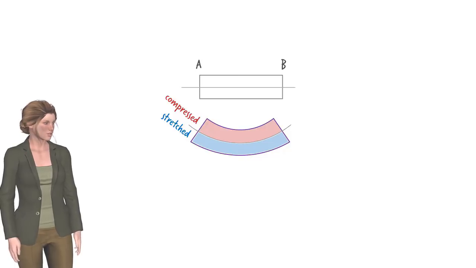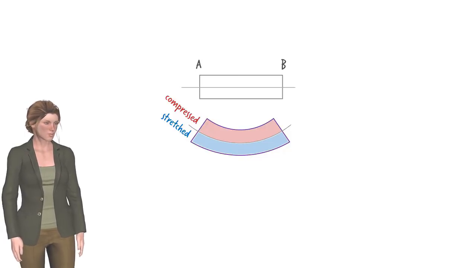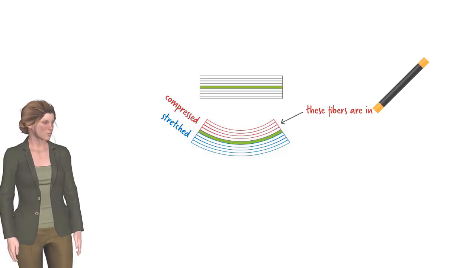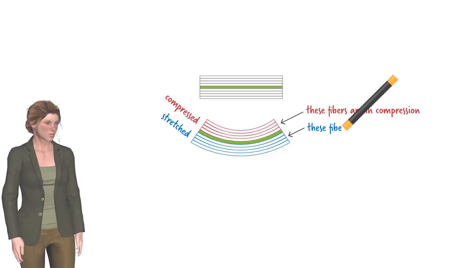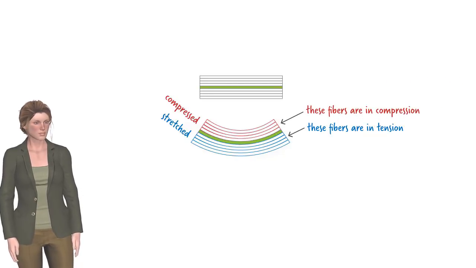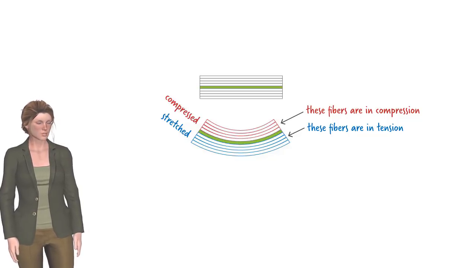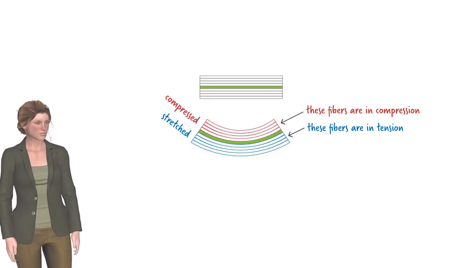Imagine the beam consists of an infinite number of long fibers. All the fibers along the top part of the segment are in compression, although to a different degree, and the fibers along the bottom part are in tension. The fiber that lies between the top and the bottom group, however, is neither in compression nor in tension. I have shown that fiber in color green.